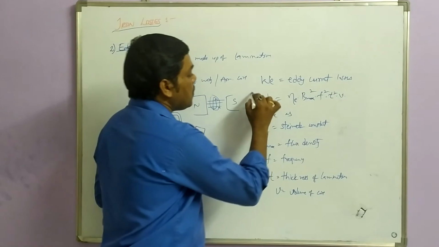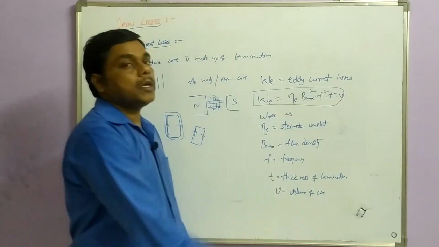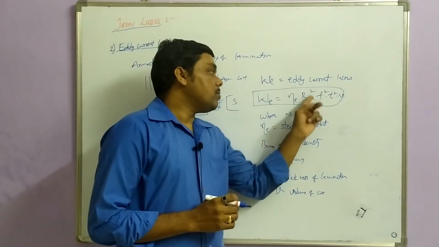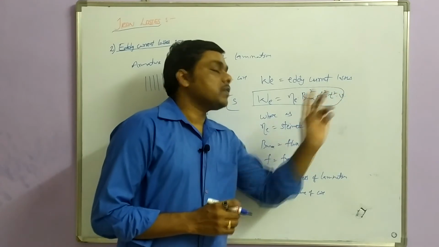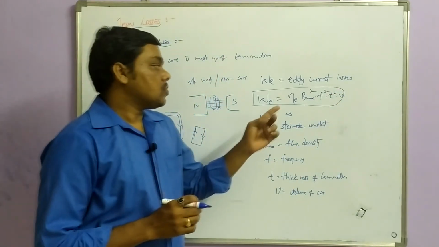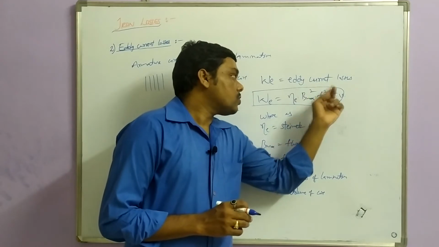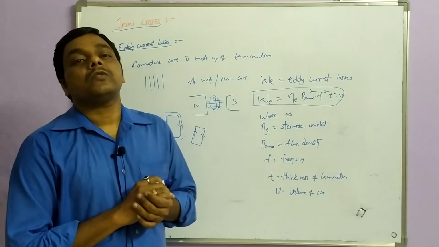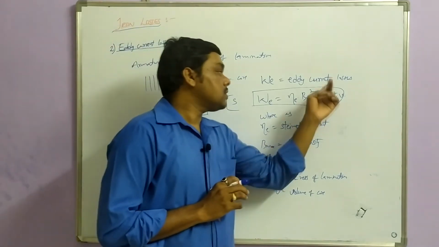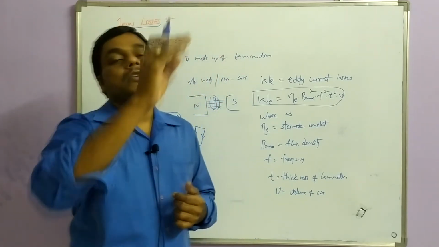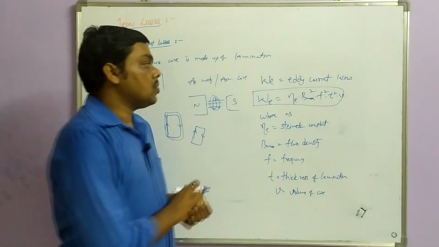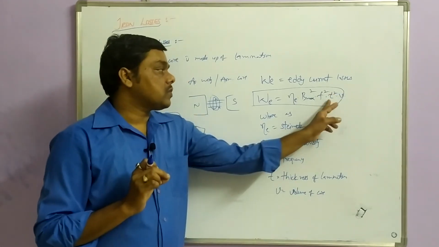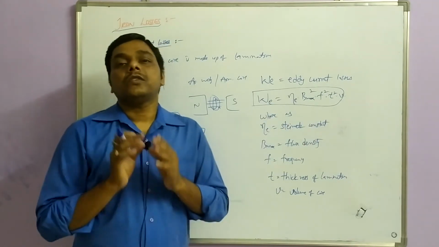So this formula is used to determine the eddy current losses: eta E into B max square into F square into T square into V. B max square and F square both are very important, and the thickness of lamination is also very important. As thickness increases, eddy current losses also increase to a very high value. So thickness should be kept very low since it is a square term, and the eddy current losses will decrease.